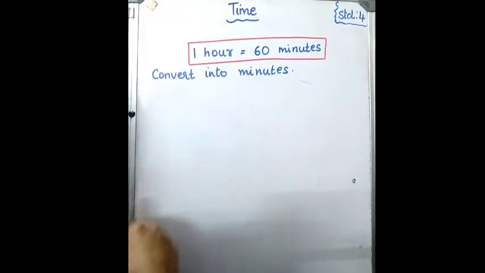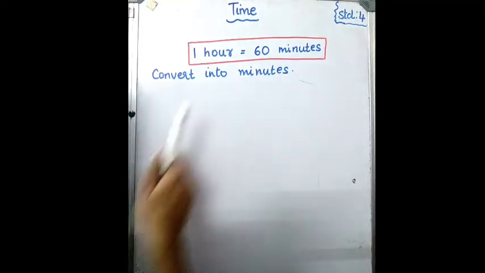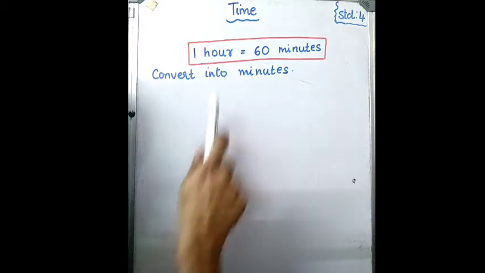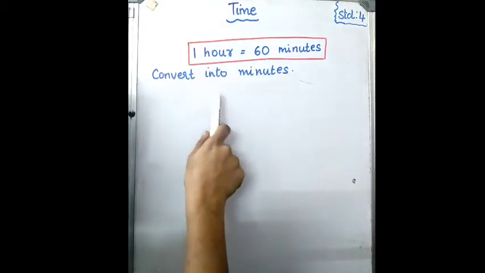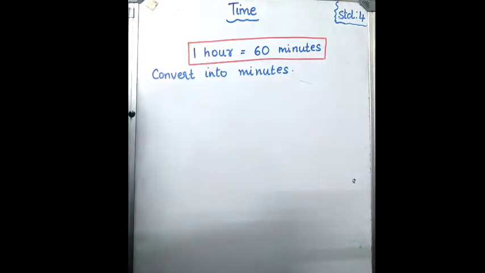Look here, convert into minutes. We know that the equation 1 hour equal to 60 minutes. With this equation, we are converting hour into minute. Multiply the given hour with 60. Then you will get the answer.